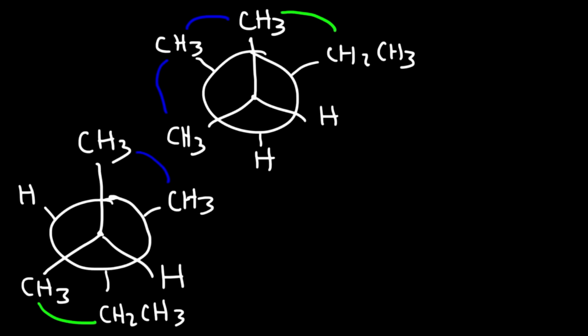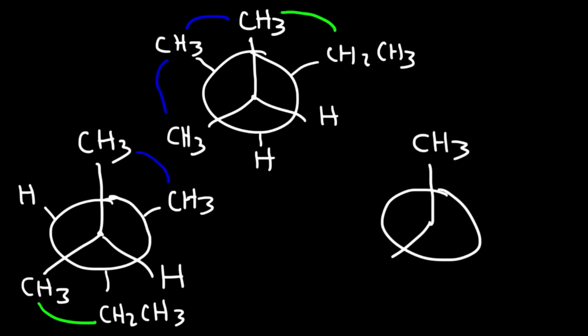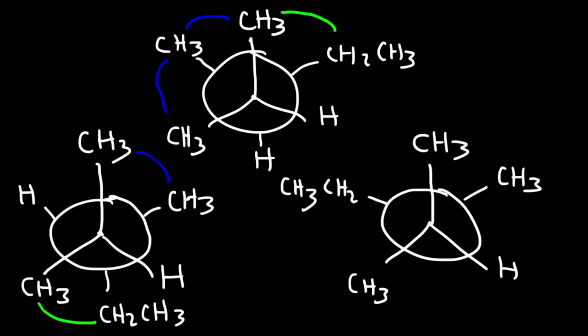Now let's see if we can draw another staggered Newman projection, because I think we can. And we can do so if we put the ethyl between the 2 methyl groups. And let's put the methyl here. So this time we only have one methyl-methyl gauche interaction, but now we have 2 methyl-ethyl gauche interactions.